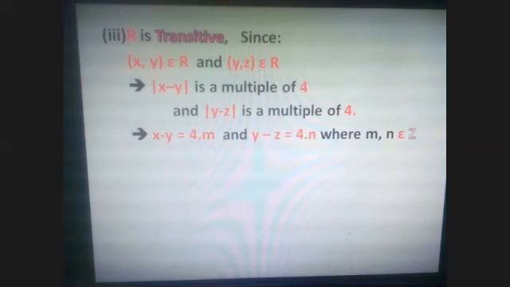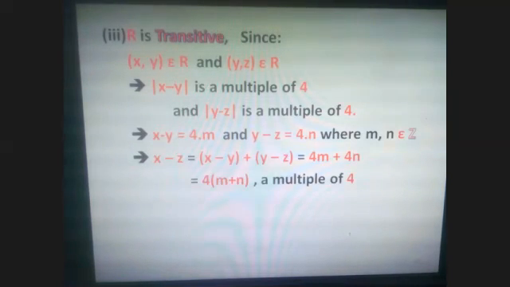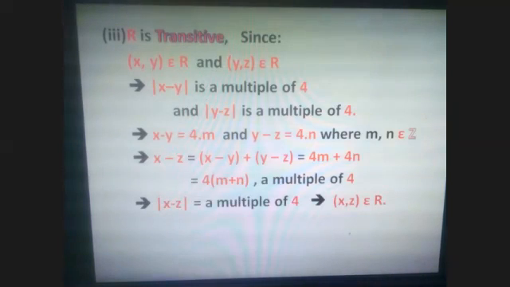When x - y and y - z both are multiples of 4, we add them. So x - z will be (x - y) plus (y - z), which is 4m plus 4n, that is 4 into (m plus n), which is a multiple of 4. So x - z is a multiple of 4, which shows that |x - z| is a multiple of 4, which shows that (x, z) is also a member of R.